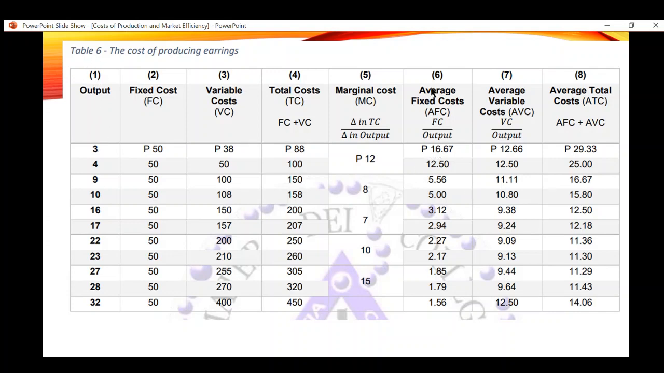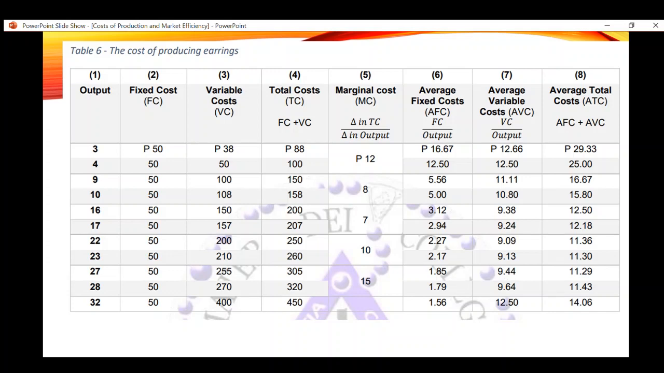Next, for the 12.50, that's 50 from the second column divided by the output of 4. So you have 12.50 and so on. You compute that way. And as you can observe, from 16.67 for 3 outputs, it becomes 1.56 at the 32nd output. So if 32 items are produced, the fixed cost per item becomes tiny.